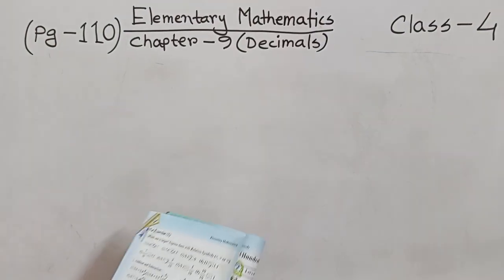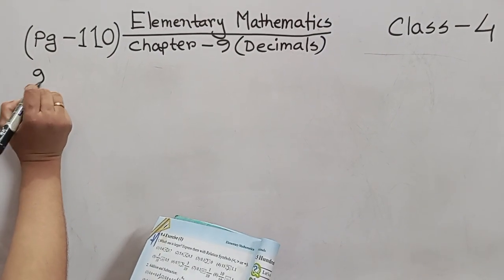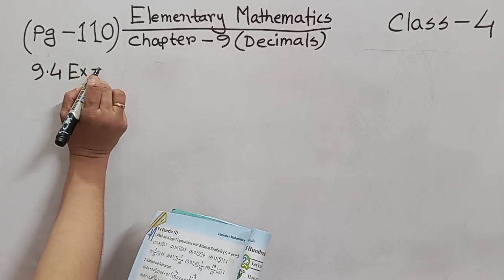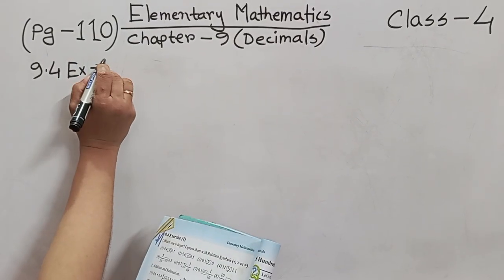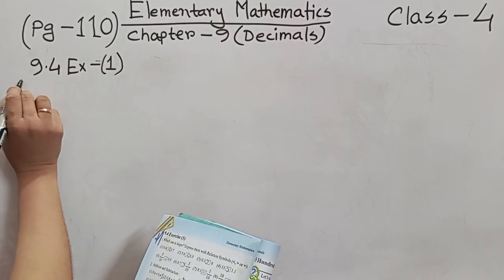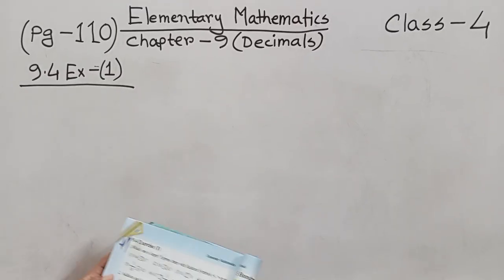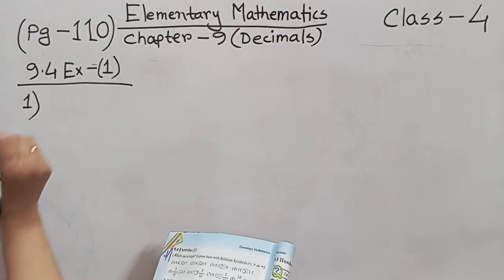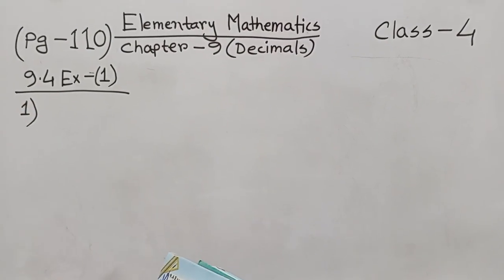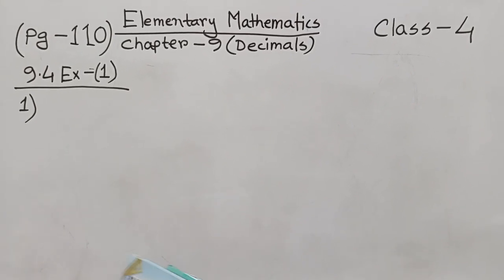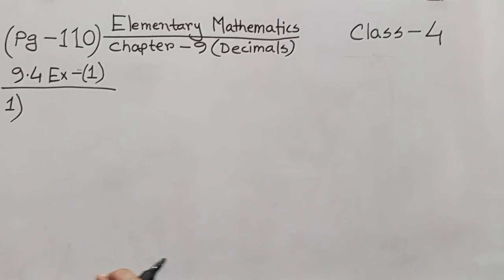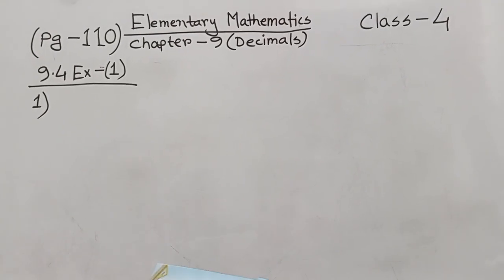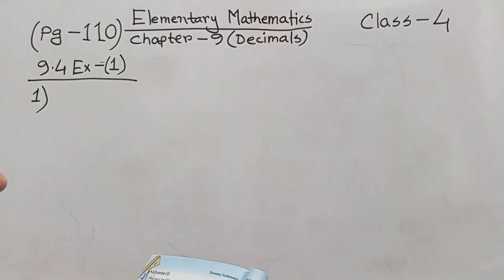Page number 110, exercise 9.4, exercise 1. So first of all, question number 1. Which one is larger? Express them with relation symbol. Relation symbol means less than, greater than, equal, not greater than, not less than. Those symbols are called relation symbols.